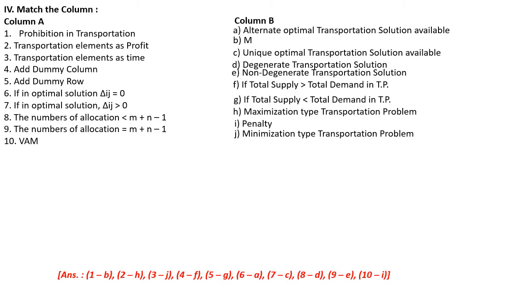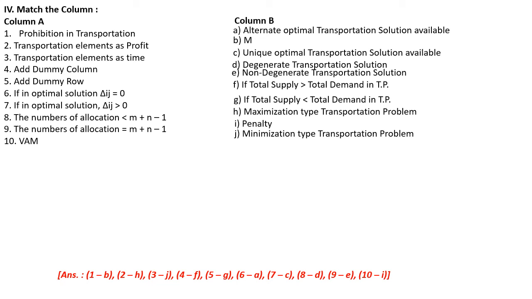Match the columns. Column A, first, prohibition in transportation. Correct answer option B, M. Second, transportation element as profit. Correct answer option H, maximization type transportation problem. Third, transportation element as time. Correct answer option J, minimization type transportation problem. Fourth, add dummy column. Correct answer option F.